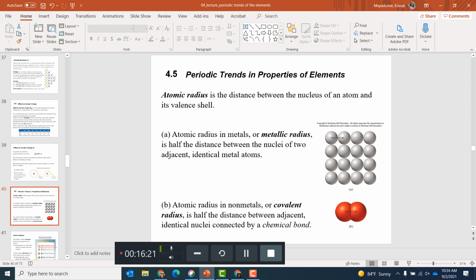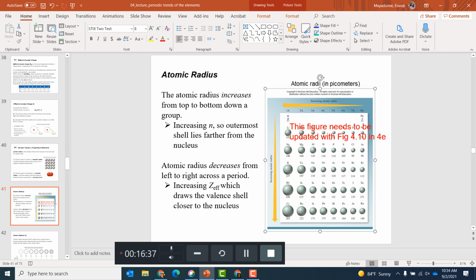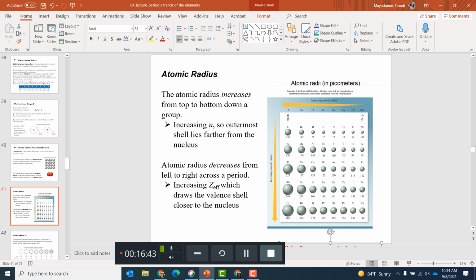So now when we study the atomic radius, there are different types of radius. We have the atomic radius and the metallic radius like that. But the one I want you to know is atomic radius. When you go across the period, atomic radius decreases. The reason: because effective nuclear charge increases. So the nucleus attracts the outer shell more towards itself, and it slowly gets smaller. So the atomic radius decreases because the effective nuclear charge increases. That's the reason.